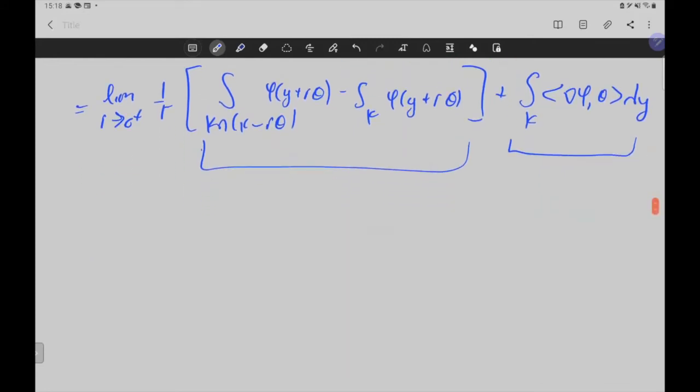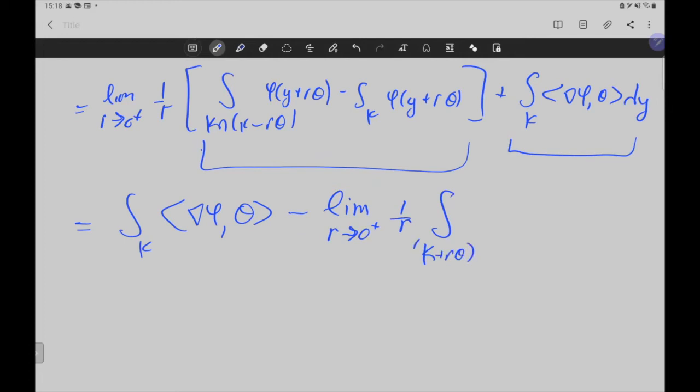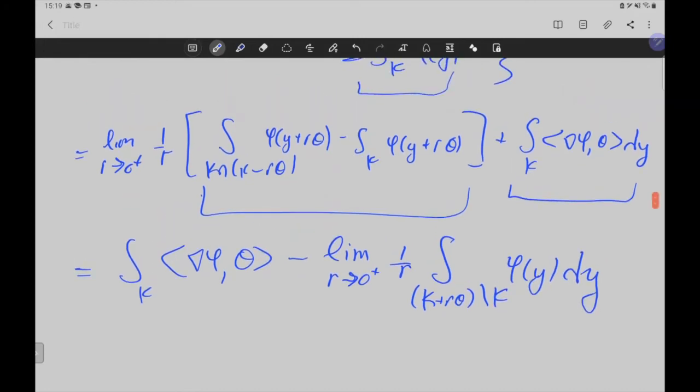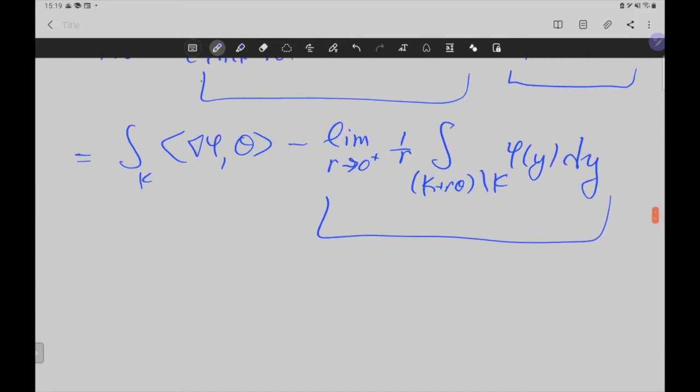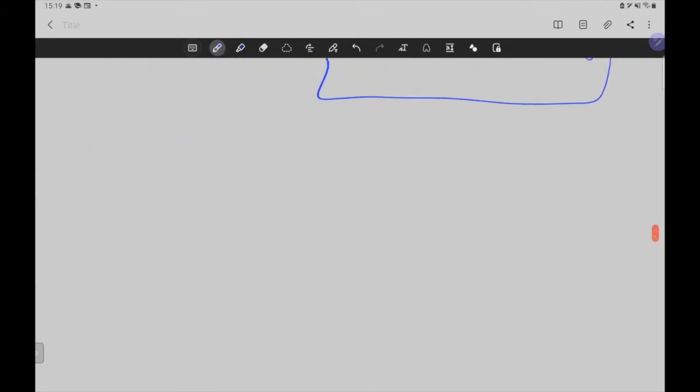But let me rewrite this guy slightly. I'll apply a change of variables again. I'll move some terms around. But in fact, this is the integral over K, scalar product of the gradient in the direction theta, and then plus, or rather minus, the limit as r goes to zero from the right, 1 over r, and then the integral over all pieces of K shifted without K, phi of y dy. So I'm trying to save some time by not writing out all the steps, but this is the main creature we need to fight with. If we show that this goes to the integral over the boundary of K of the scalar product that we want, then we're done.